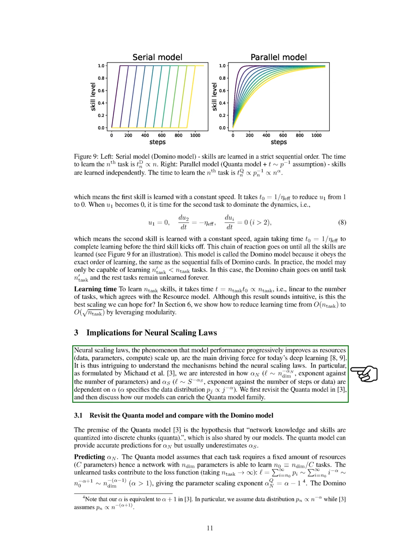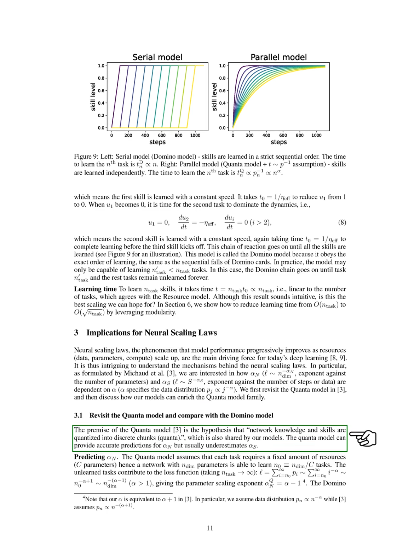We aim to understand the underlying mechanisms of these laws, particularly how two exponents, alpha_n and alpha_s, relate to another exponent, alpha, which defines the data distribution. We begin by revisiting the quanta model, which suggests that network knowledge is divided into discrete units called quanta. This model accurately predicts alpha_n but tends to underestimate alpha_s.